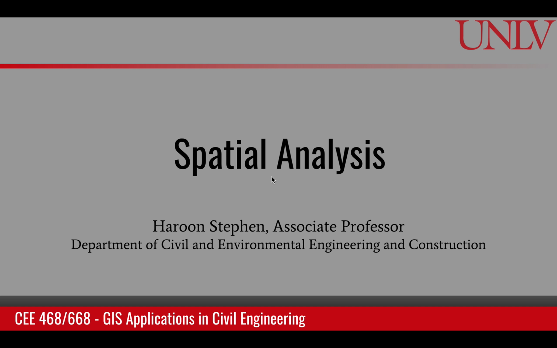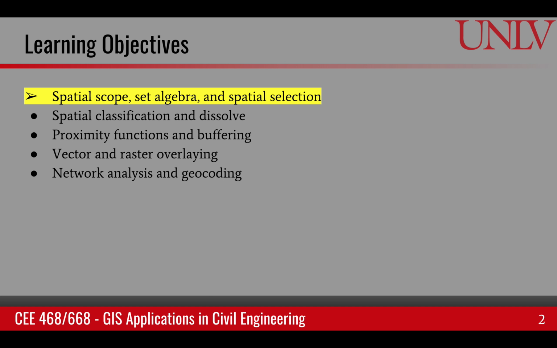This module is about spatial analysis, and it covers the following learning objectives, including what is spatial scope and spatial selection, and how we apply set algebra to spatial selection. Then we'll talk about spatial classification and dissolve operations, followed by proximity functions and buffering. Then we'll talk about overlaying and how it is applied to vector and raster data sets. And lastly, we'll talk about network analysis and geocoding.